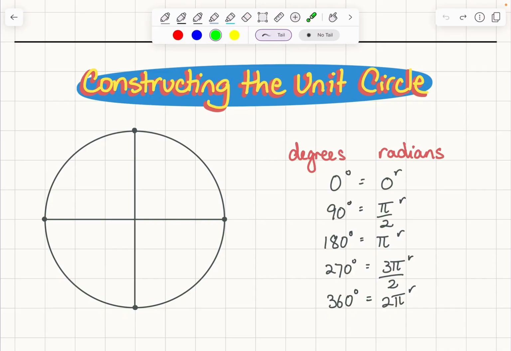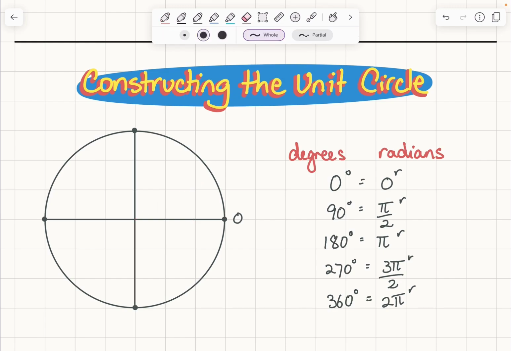Now, when we're doing trig, we need to be using radians. So forget about these degrees. Let's convert everything to radians. So we always start on the right-hand side. That is an angle of 0. Now, as we increase the angle, we go in that direction, anti-clockwise.